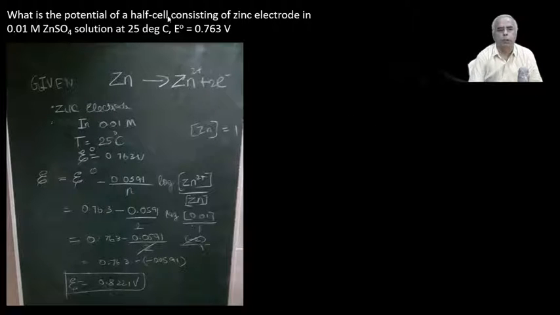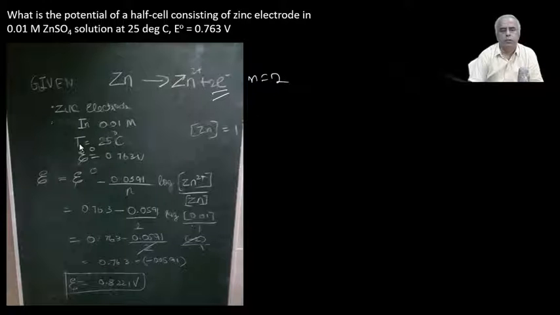What is the potential of a half cell consisting of a zinc electrode in 0.01 molar ZnSO4, zinc sulfate solution, at 25 degrees centigrade? It is given that E naught is equal to 0.763. Now, here the half cell is a zinc electrode. Let us consider the zinc electrode: Zn gives Zn2+ plus 2e-, is it not? So the number of electrons involved is 2. So n is equal to 2, remember.